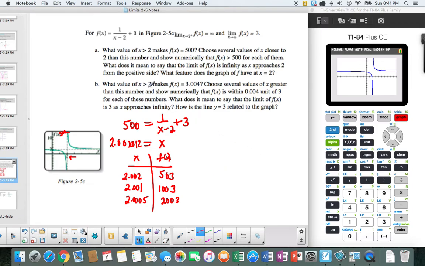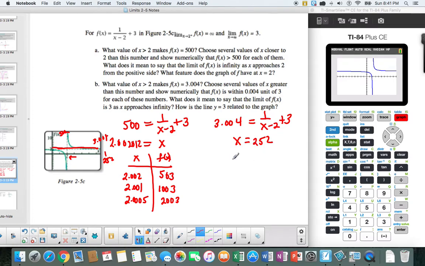Now let's take a look at what we mean when x is greater than 2. What makes f of x equal to 3.004? So I'm going to write 3.004 equal to 1 over x minus 2, plus 3. And when I solve, I'm going to get x is equal to 252. So that tells me I have to be far, far out here. I have to be at 252 before my y value will be at 3.004. So you have to go far enough out in order to be that close.